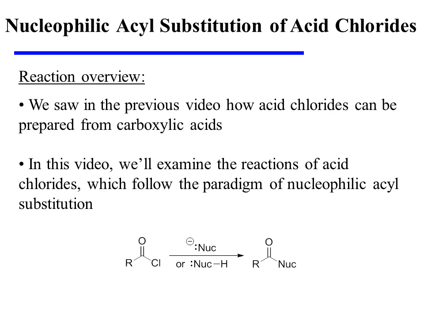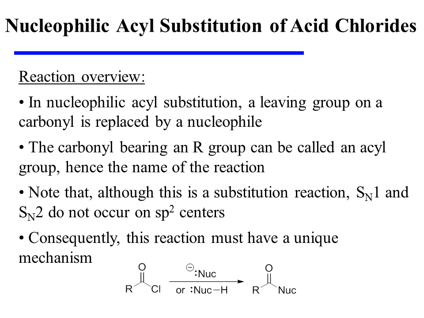In the previous video, we saw that acid chlorides can be prepared from carboxylic acids using thionyl chloride. And in this video, we'll examine the reactions of acid chlorides which follow the paradigm of nucleophilic acyl substitution. In nucleophilic acyl substitution, a good leaving group on a carbonyl is replaced by a nucleophile. The carbonyl bearing an R group can be called an acyl group, hence the name of the reaction.